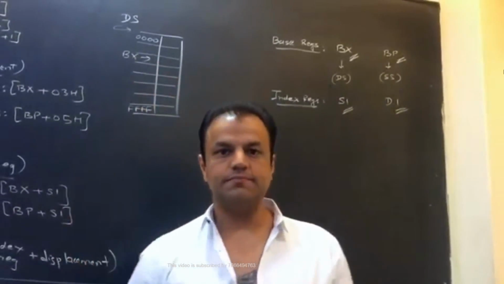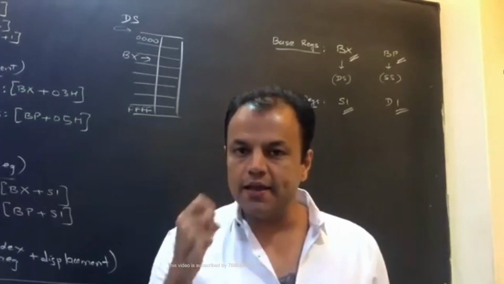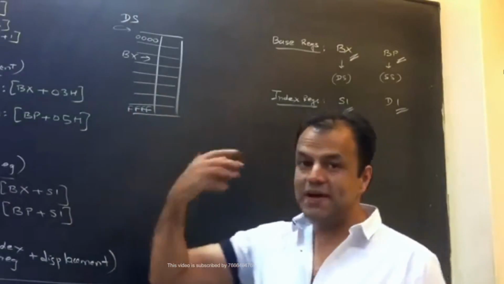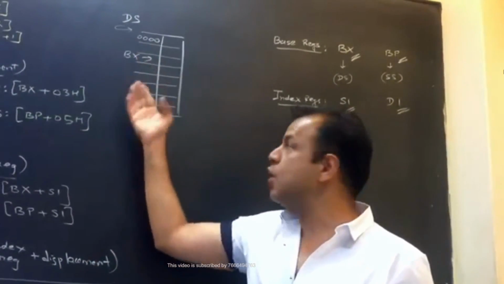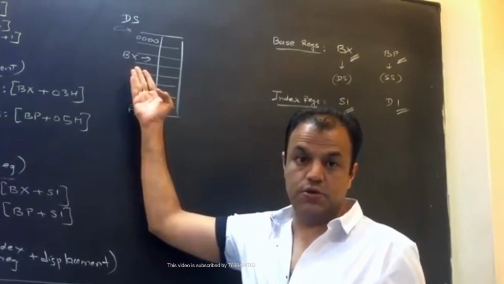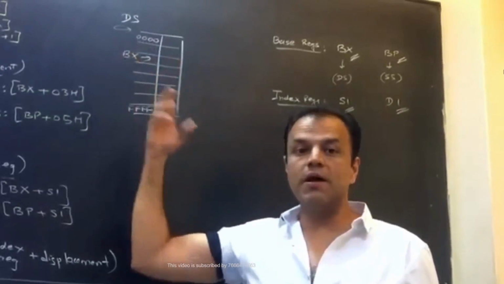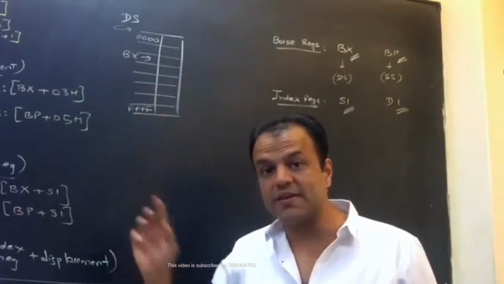Tell me, do you agree? BX is a 16-bit register. It can give a value anything between 0000 and FFFF. So depending upon whatever the value of BX is, this could be any location in this segment. Could this be location 4000? Yes. Could it be 8000? It could be 9000. It could be FFFF. It could be 0000. But it can't be beyond this segment because BX is a 16-bit register. Whatever it gives, it will be within this segment itself.